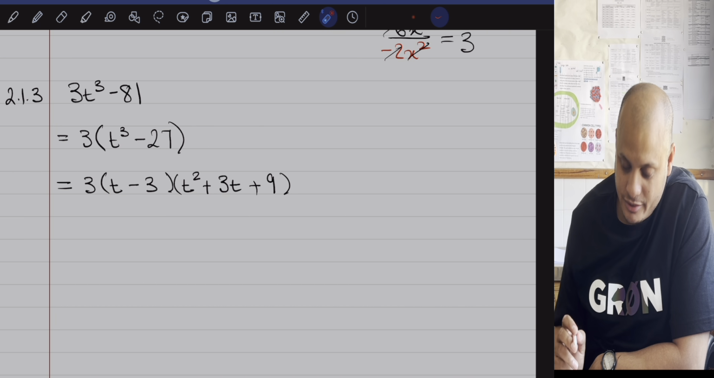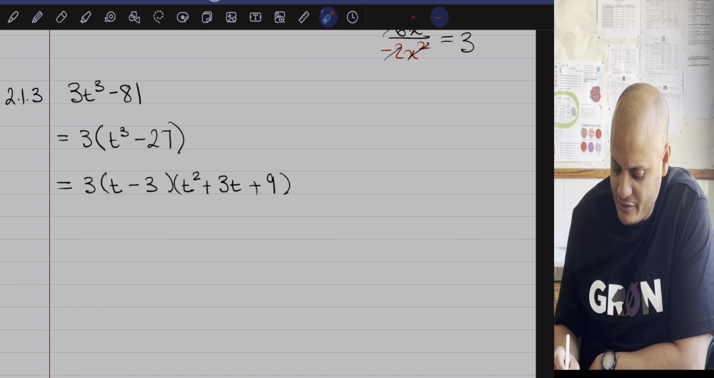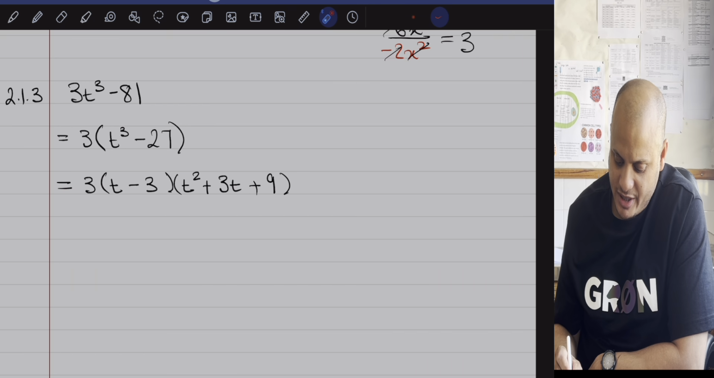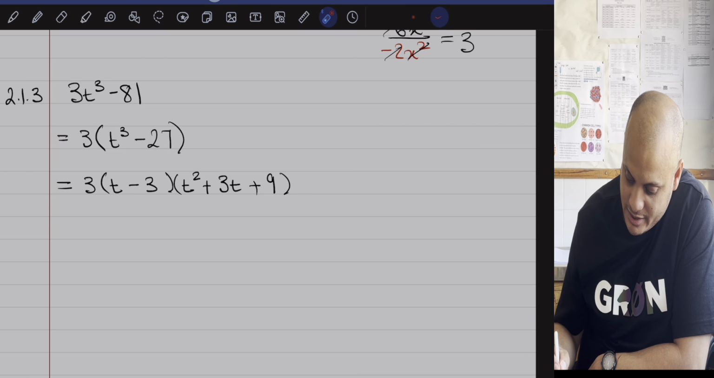You should not be able to factorize this quadratic any further. If you play around with the factors of 9 to get 3t, you'll find that you will not be able to do that via normal means. So this is it, you are done.